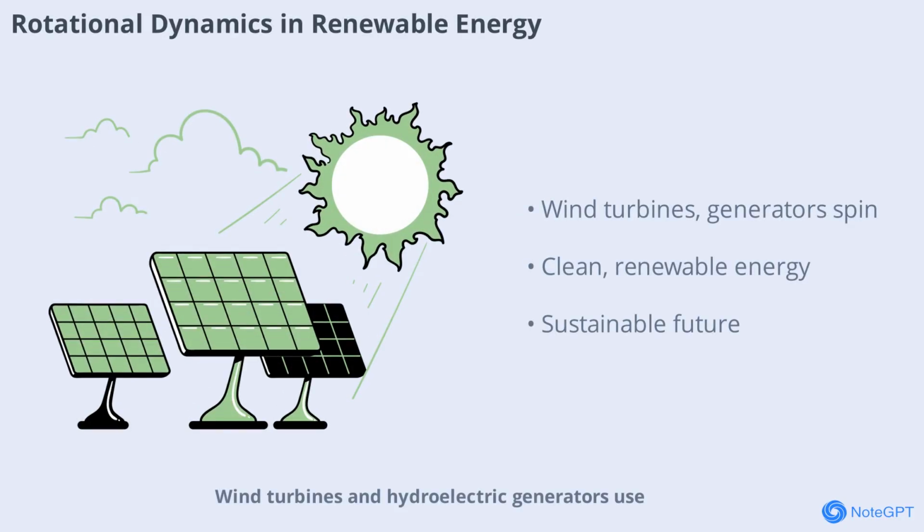Wind turbines and hydroelectric generators use rotational motion to produce clean energy. By understanding how to maximize torque and efficiency, engineers can design systems that harness natural forces to power our world. Rotational dynamics is at the forefront of the renewable energy revolution, helping us build a more sustainable future.